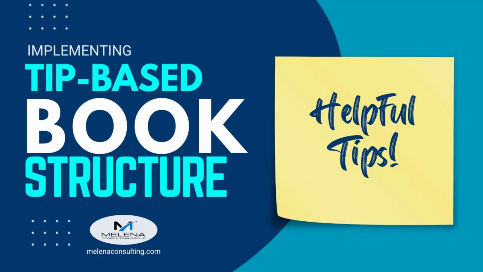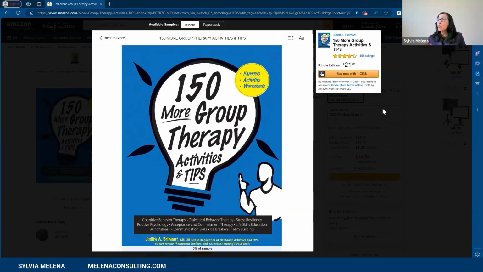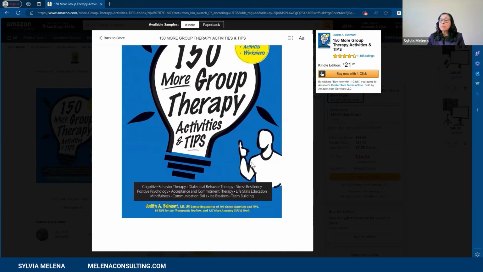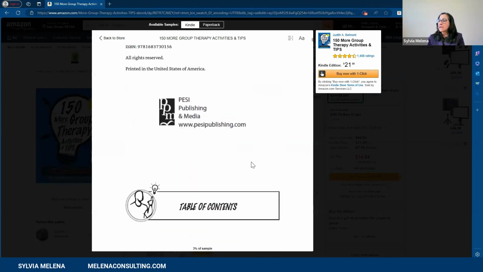Implementing tip-based book structure. So let's start with tip-based structure. What you see in front of you is a book by Judith Belmont called 150 More Group Therapy Activities and Tips. And I'm going to walk you through the look inside so that you can see how this book is organized. And so here is the title page.